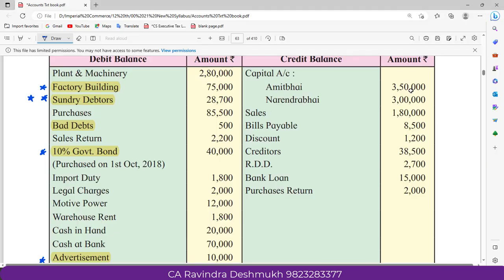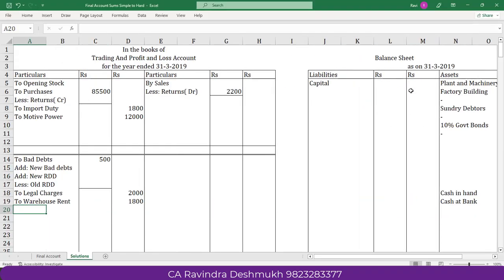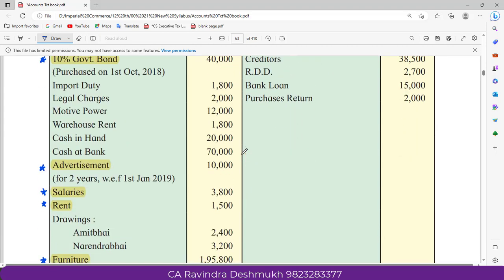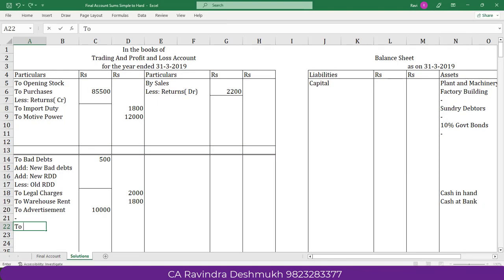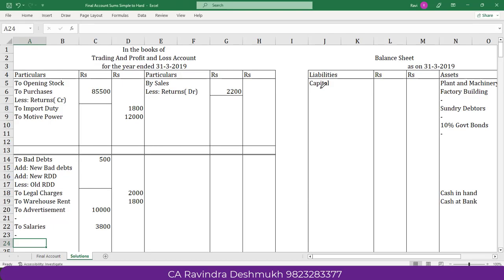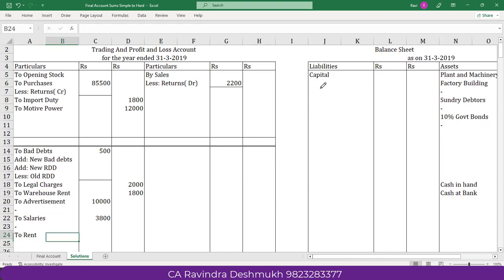Next one, advertisement 10,000. There is an adjustment to advertisement, so 10,000 to be written in the inner column. After advertisement, the next one is salaries 3,800, adjustment 3,800. Next one, rent 1,500, adjustment, rent 1,500.